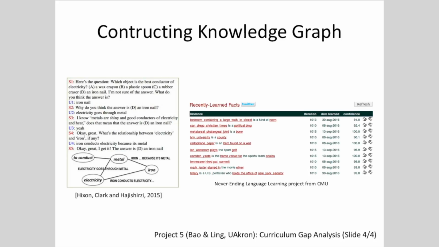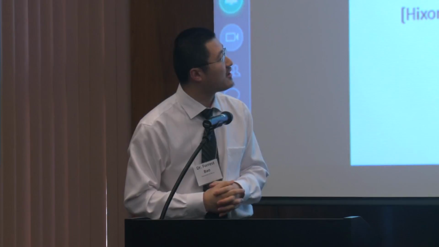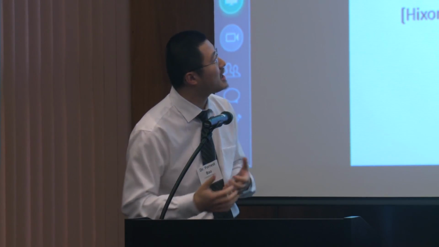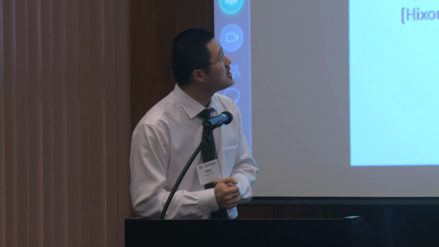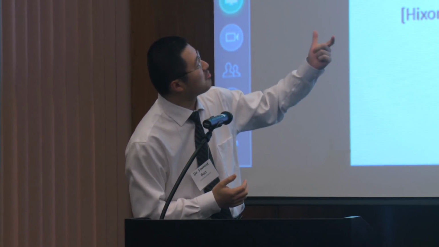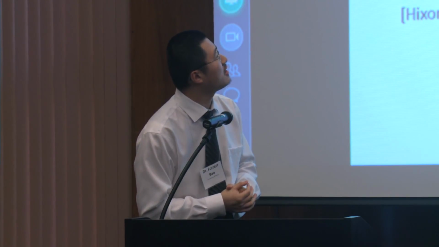And on the right-hand side, it's a project done by Carnegie Mellon University. This project has an interesting name. It's called Never Ending Language Learning. So what they do is they feed in a lot of materials, for example, news articles, NPR news, PBS documentaries, or even Wikipedia. So the natural language processing engine can automatically learn a lot of knowledge about relations between objects. For example, on the top, they learn a really long phrase that says a bedroom containing a large walk-in closet is a kind of room.